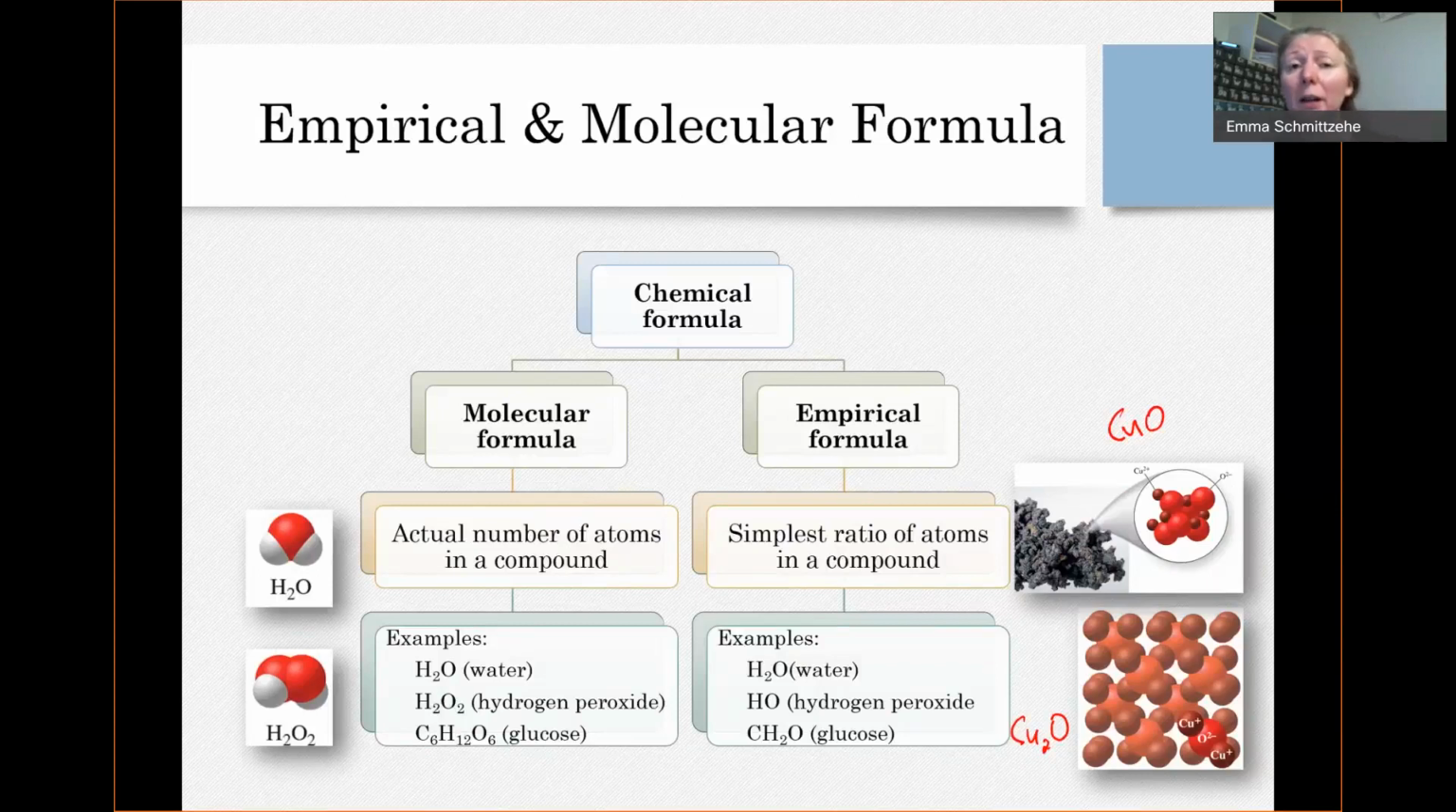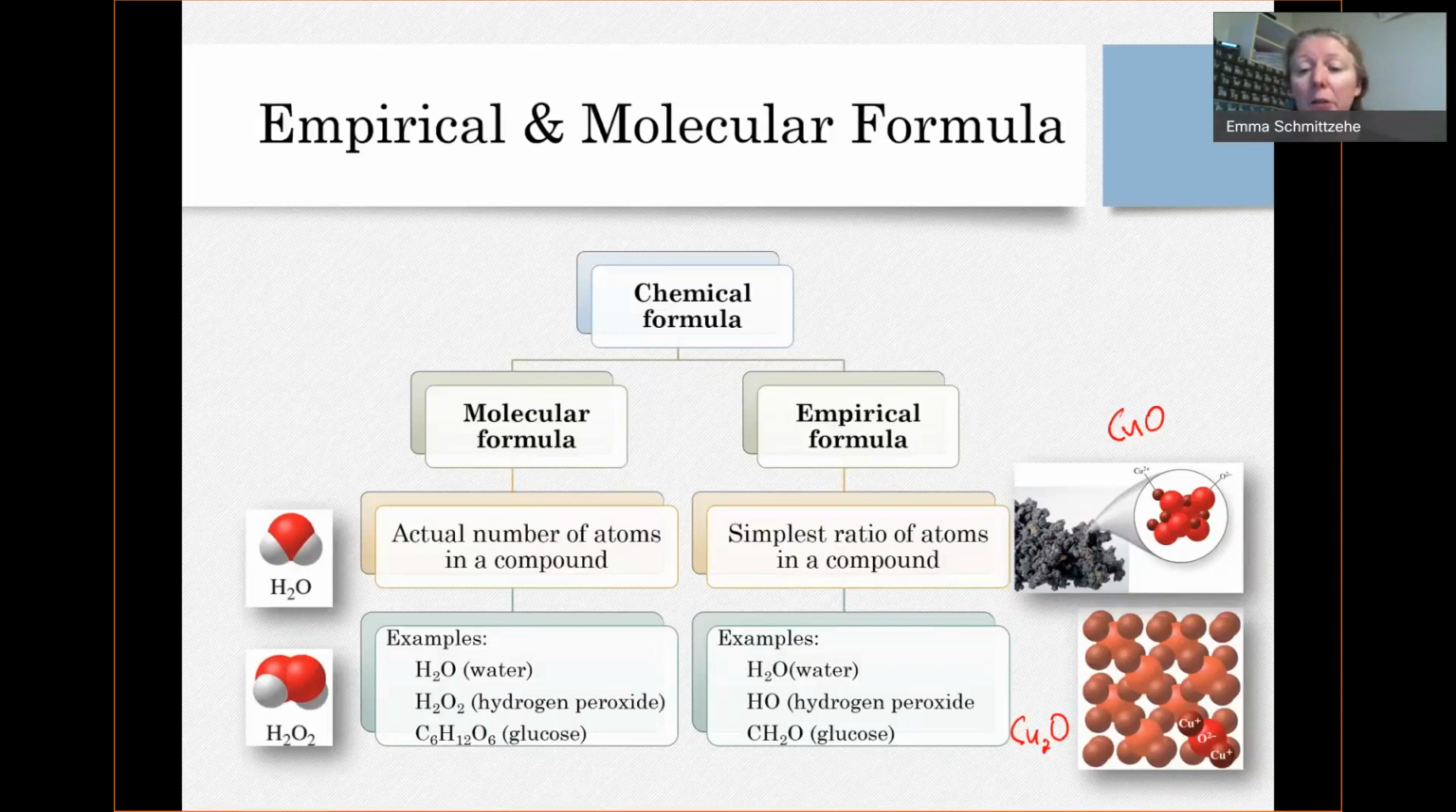Okay, so usually we would only distinguish between the terms molecular and empirical formula when we're talking about covalent compounds. Because that's usually the only time that you have a difference, if there is one. But you can use that terminology with ionic compounds. It's just very often they're the same thing, okay?